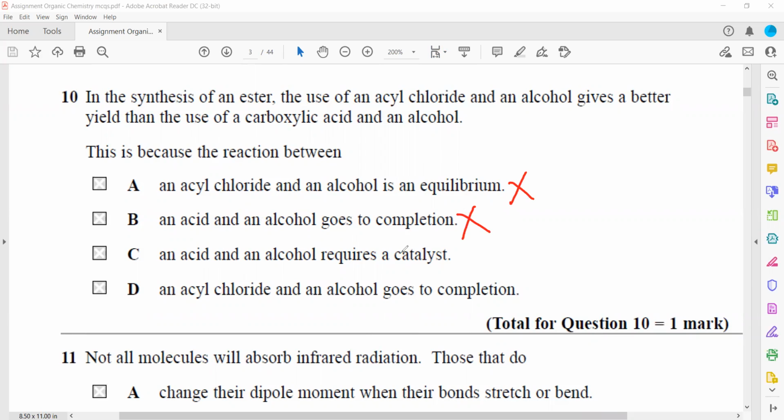Acid and alcohol requires a catalyst, like sulfuric acid, but that is not why we have a better yield. That's not the reason. Sulfuric acid is there as a catalyst for the formation of the ester, but it is not related to the explanation I mentioned of why we have a better yield with acyl chloride and alcohol, which is because the reaction goes to completion.